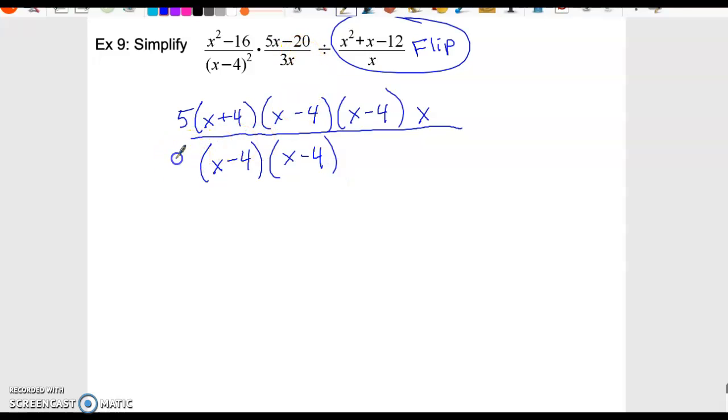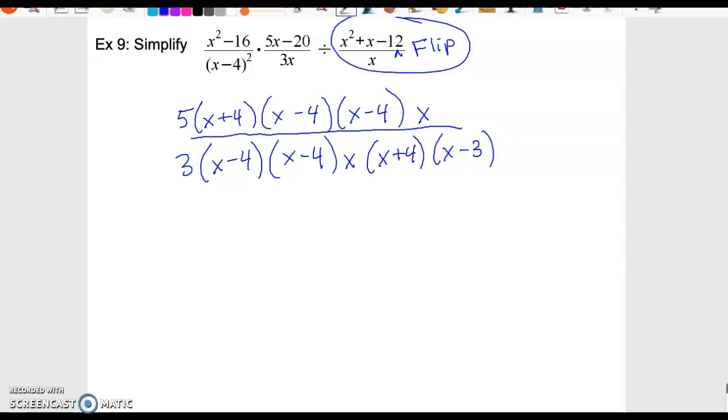I'll just write the 3 in front. I don't know if that really bothers anybody. You also have that x. But then as I flip this, I want to factor. Well, think about factors of negative 12 that add to be 1. That's going to be x plus 4, x minus 3.